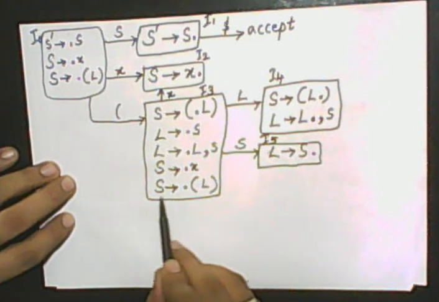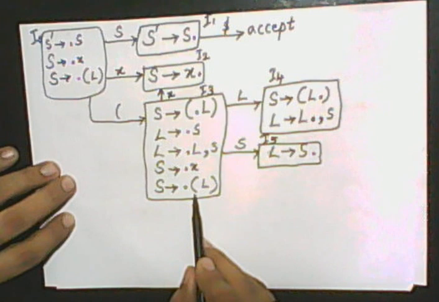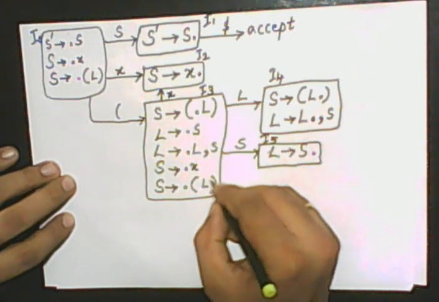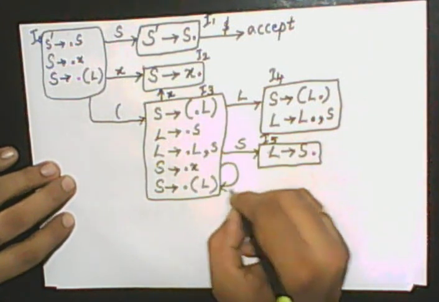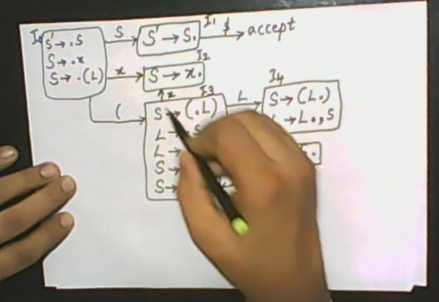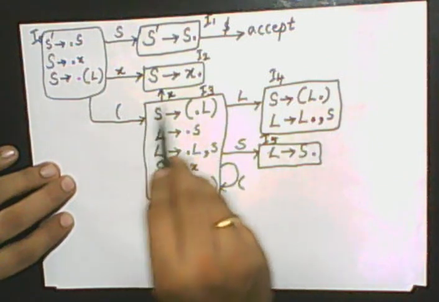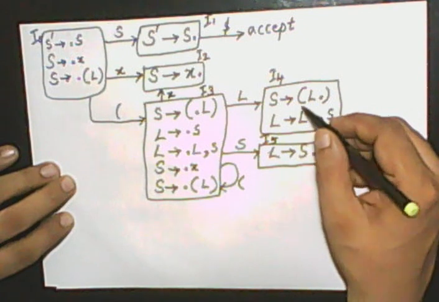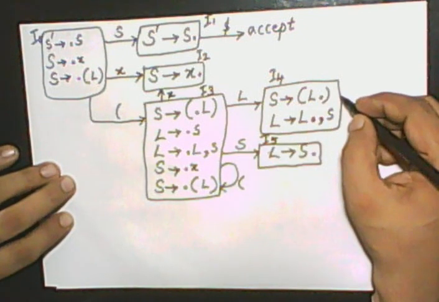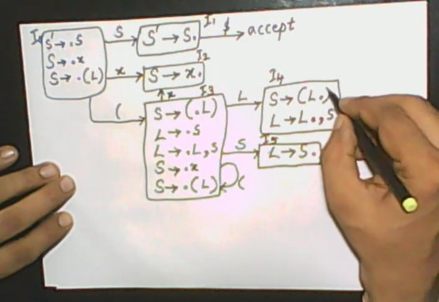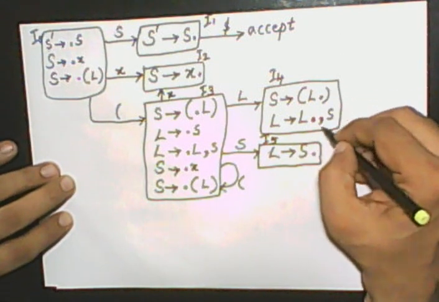Now on the last one here we can have a left parenthesis transition, which takes you to the same state. If you notice, it takes you to the same state. So we'll have a loop here on left parenthesis. Okay, so it can have 1, 2, 3, and 4. There are 4 transitions for this particular state I3. Now on I4 we can have 2 transitions, that is right parenthesis and comma.